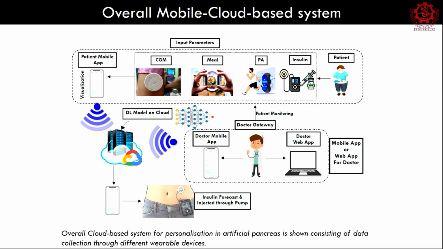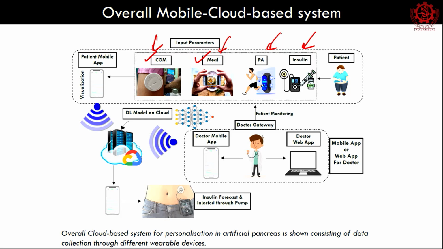So how does an overall complete integrated system look like? The integrated system looks like this. In the integrated system we have the CGM, we have the meal input, we have the physical activity, we have insulin also. The CGM actually autonomously comes through the CGM sensor. The meal information you can extract using a photograph. There is a model which converts this photograph into the calories, or most importantly the carbohydrate intake.